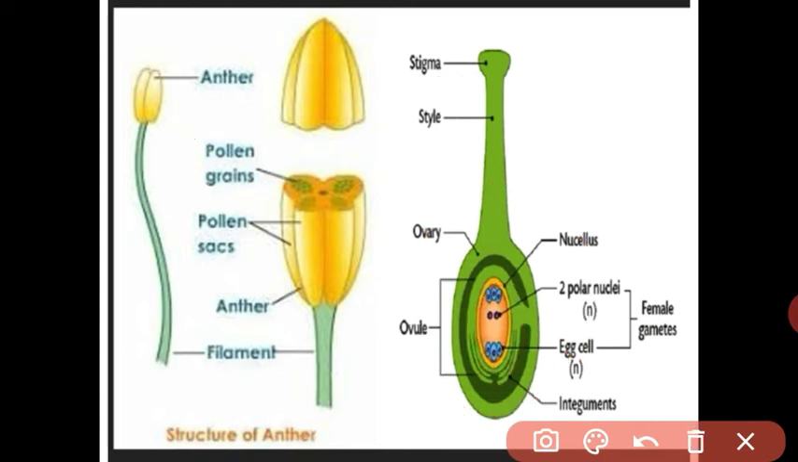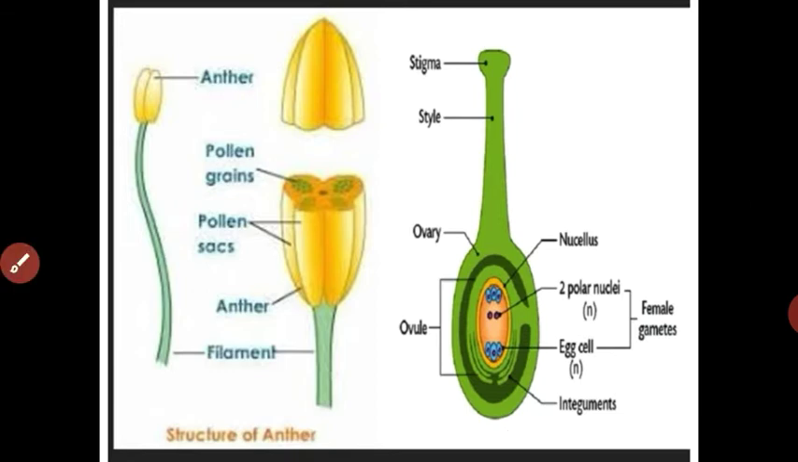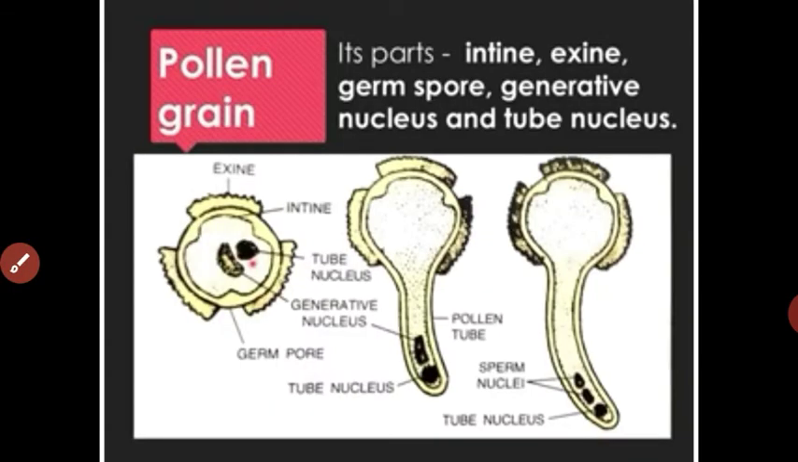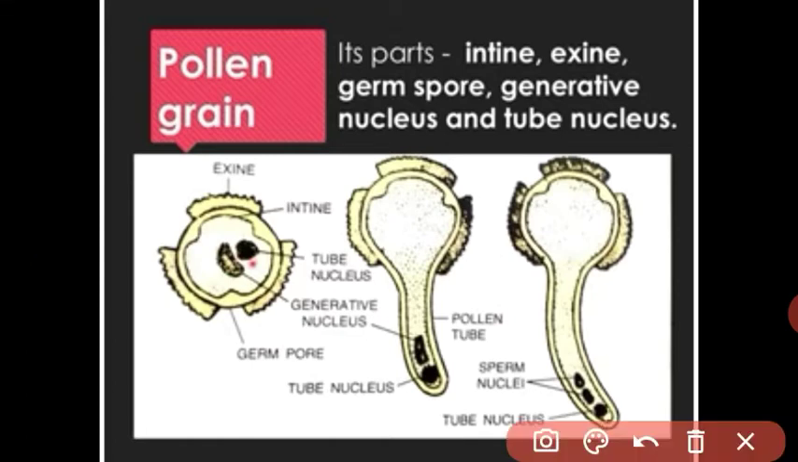See what the actual structure of the pollen grain is. See, student, this is the pollen grain. The pollen grain has two coverings. The outer covering is called the exine and the inner covering is called the intine. There are two nuclei present in it. One is the tube nucleus and the other is the germinative nucleus. Got it, student? What are the parts of the pollen grain?